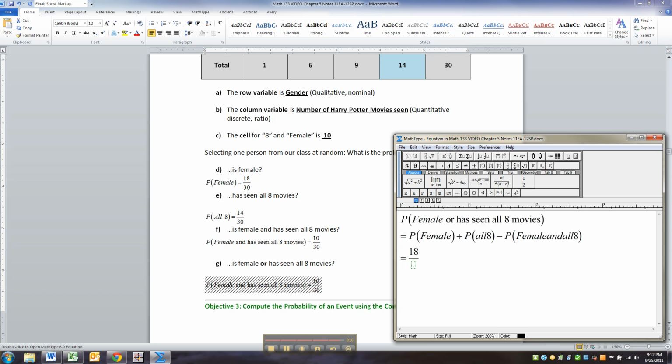It's 18 out of 30 female plus 14 out of 30 seen all 8 minus 10 out of 30, the overlap, which gives you 22 out of 30. That's your answer.